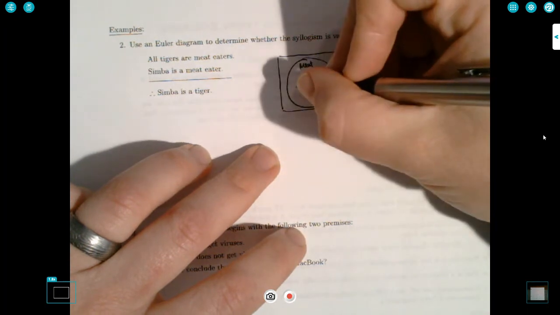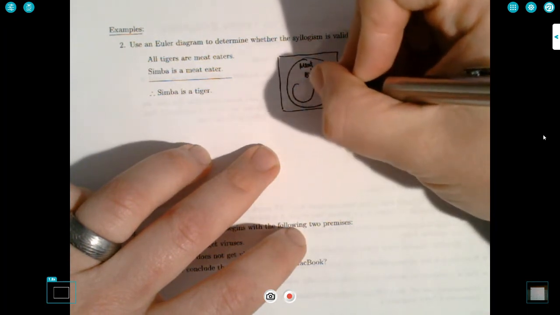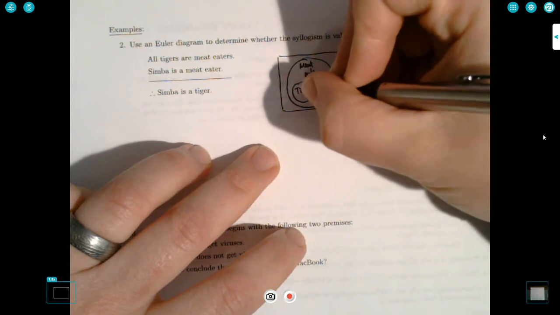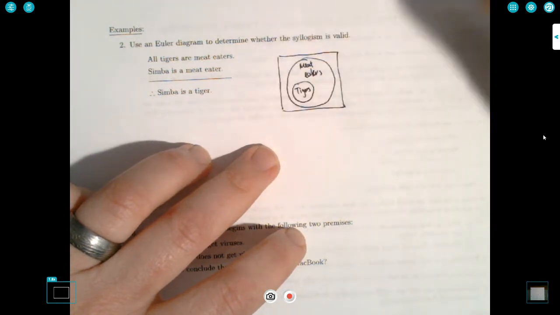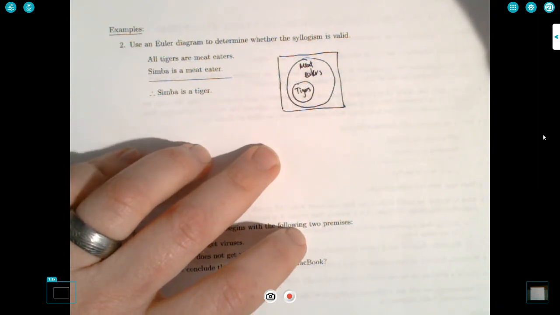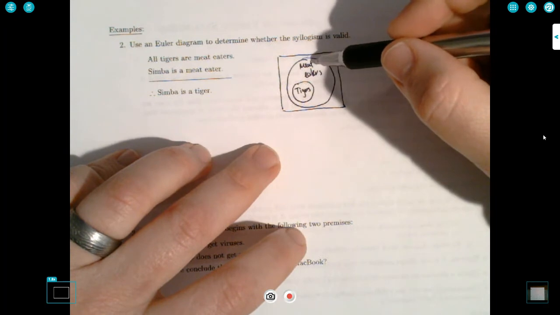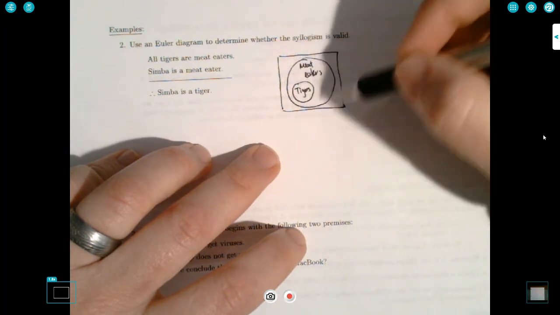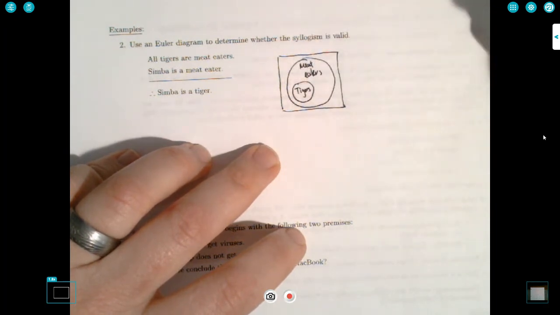And then we're going to draw another bubble inside of that bubble representing tigers, because all tigers are meat eaters. So all tigers should be inside of this larger meat eaters bubble. Okay, so that's the first statement: all tigers are meat eaters. Now the second statement says Simba is a meat eater. So Simba belongs somewhere inside of this meat eater circle.